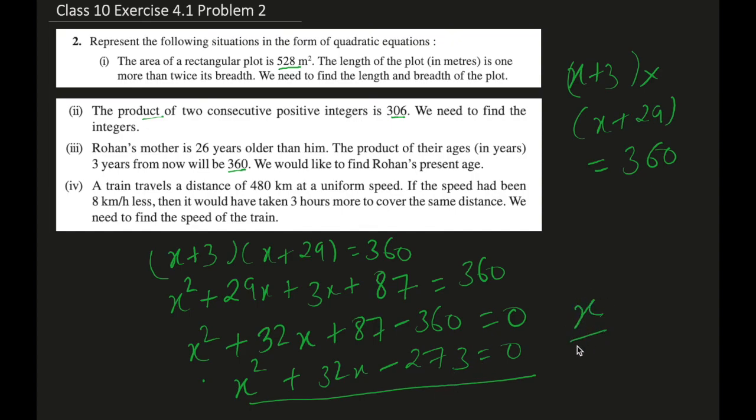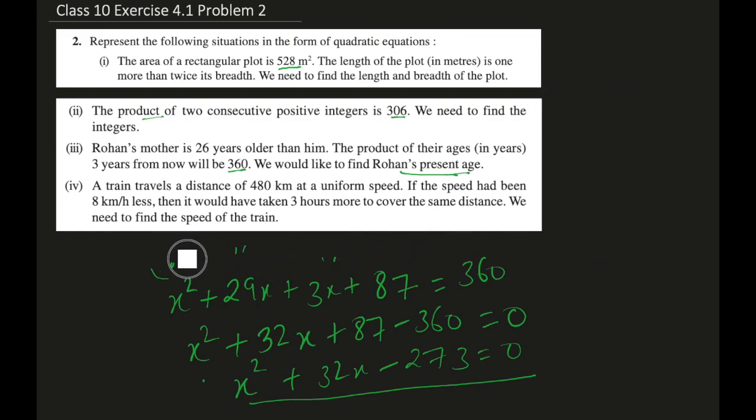So x will be Rohan's present age. You should see what is asked here. Yes, we were asked Rohan's present age, so we expressed the quadratic equation in Rohan's present age. Now before I solve the last question, you can attempt the last question.